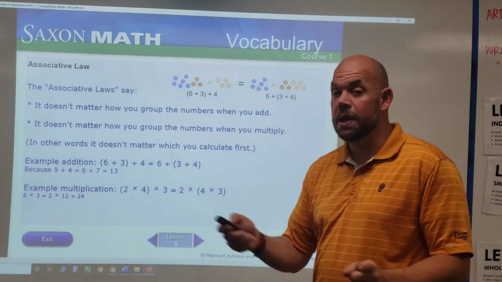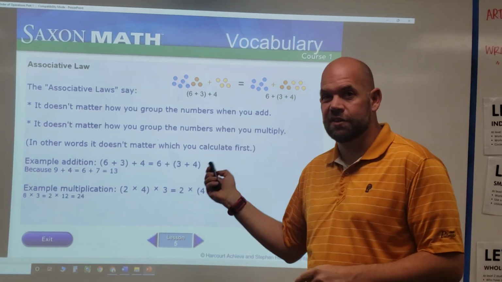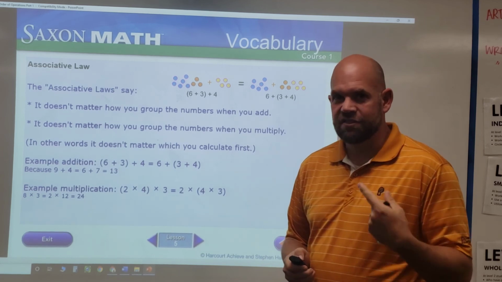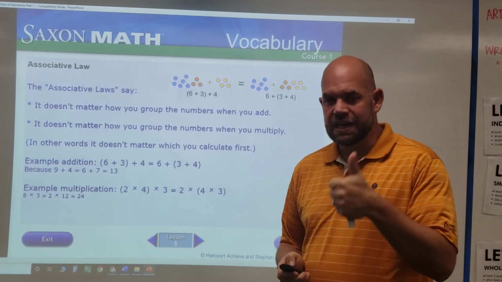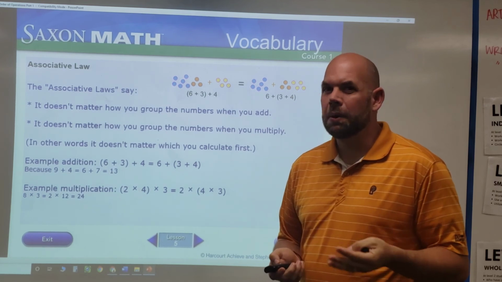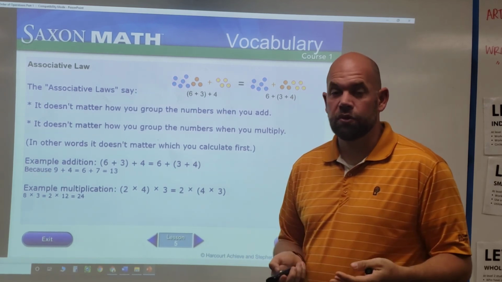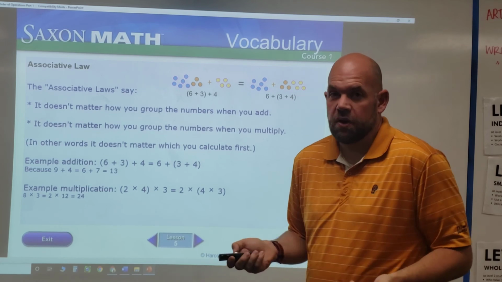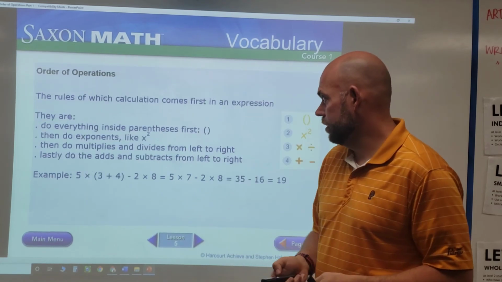So we're going to zoom ahead, but you might want to come back and look at this slide a little bit just as a refresher. Just know that in addition and multiplication, you can go in any order. You still probably want to use the same rules of order of operations because it doesn't hurt you. So that's why we're going to skip through this.